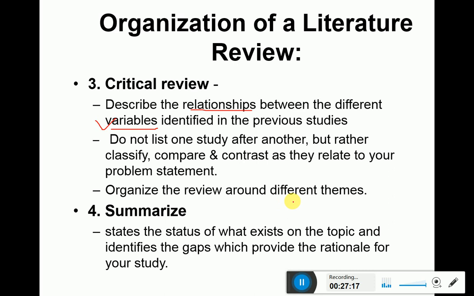Organize the review around the different themes. For example, you can work on a theoretical framework, a diagrammatic representation of the variables. So you add it in diagram form, such as a schematic diagram.